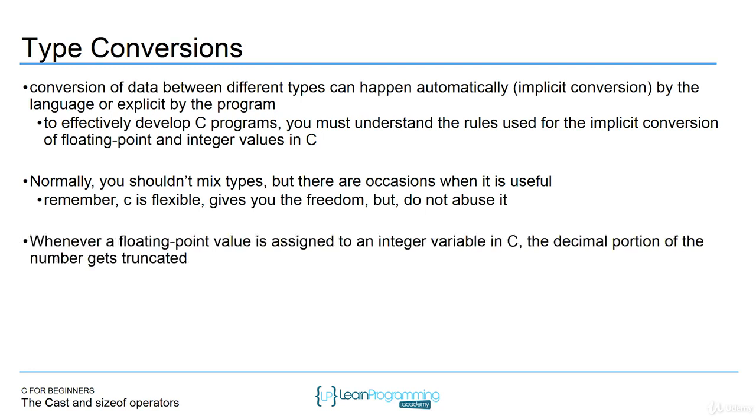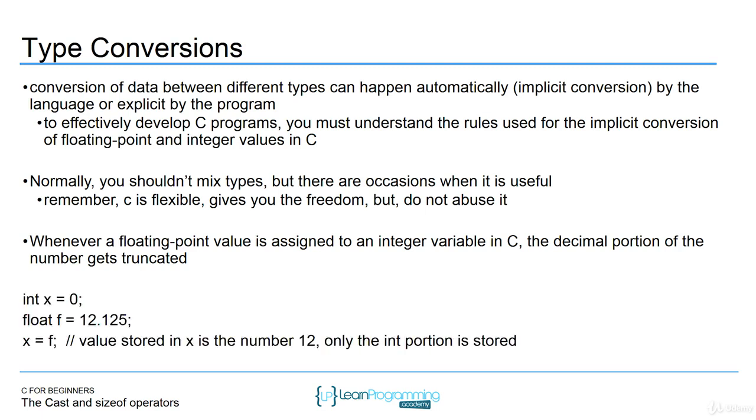Whenever a floating point value is assigned to an integer variable in C, so you have int x, float y, x equals y, the decimal portion of the number is going to get truncated. So if you have int x equals 0, float f equals 12.125, and you assign f to x, the value of x is going to be 12. You're going to lose that precision. The value is going to get truncated because you're assigning a float to an int, which only knows how to store a whole number. So it's automatically going to get converted by the compiler to 12. Only the int portion is going to be stored.